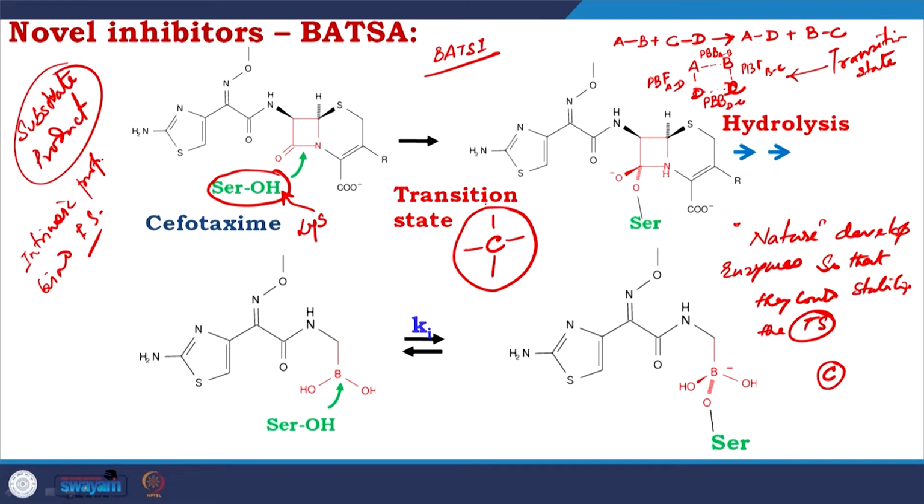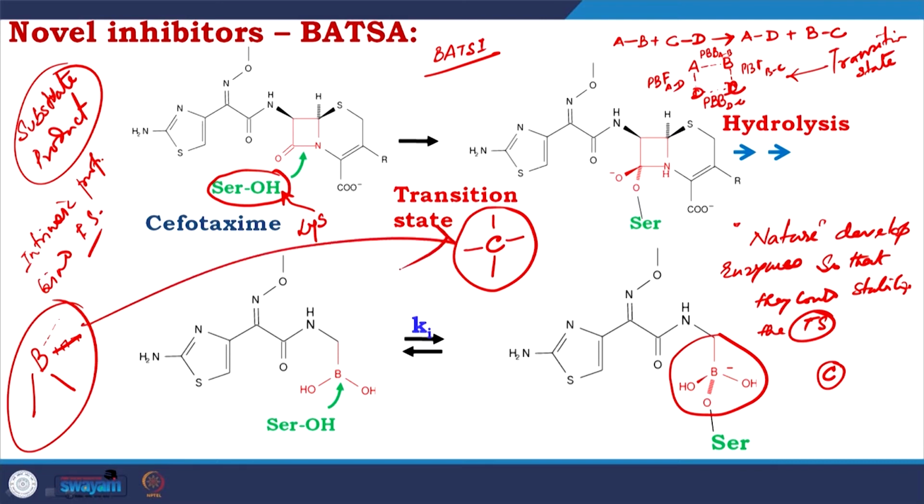Now, if you take a boron, it would mimic that transition state by introducing the 4 bonds, because boron has 3 bonds, but here one bond would be forming and one bond would be breaking. So, 4 bonds, which is mimicking the carbon. So, by introducing a boronic acid, we actually make a mimic of the transition state. Now, you might ask a very interesting question. Transition state is a state where a bond is forming and a bond is breaking.